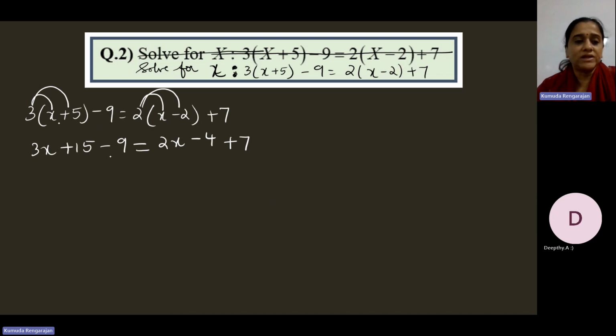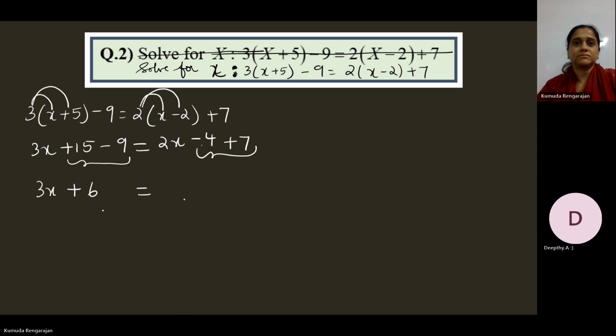Now simplify the left hand side. What do we have here? Write 3x as it is. What is plus 15 minus 9? Plus 6. Plus 6 is equal to, what is minus 4 plus 7? Plus 3. So 2x plus 3.